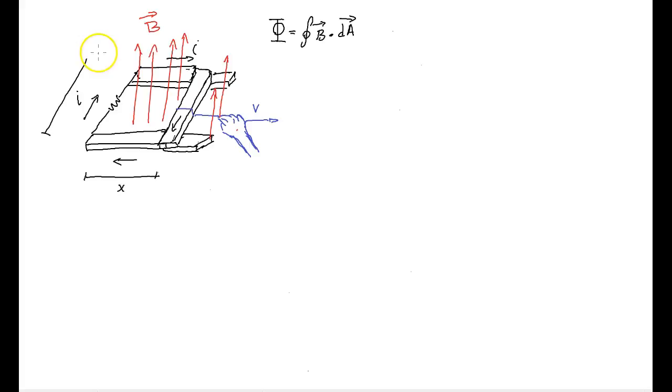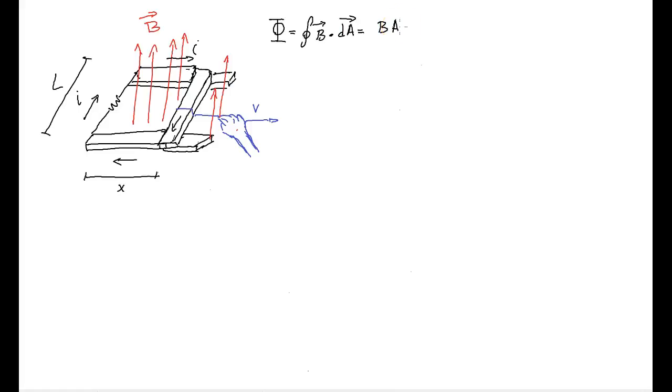So the magnetic field is oriented this way. The dA vector is oriented in the same direction. So the dot product of that is just going to be magnitude of B, magnitude of dA times cosine of 0 degrees, which is just 1. So this can be written as B times A. Good. So that's the magnetic flux.